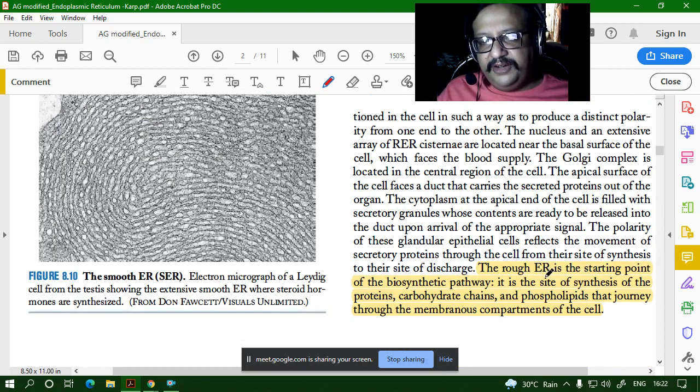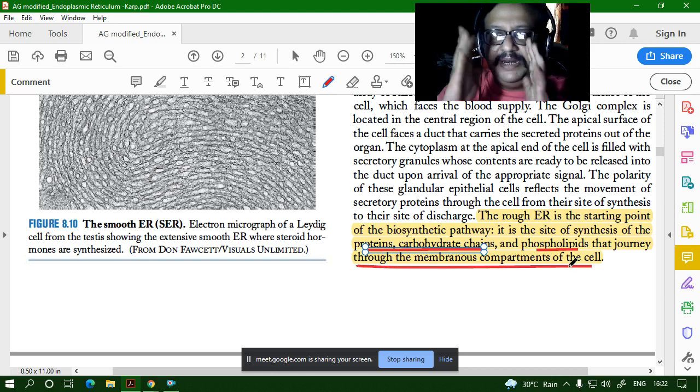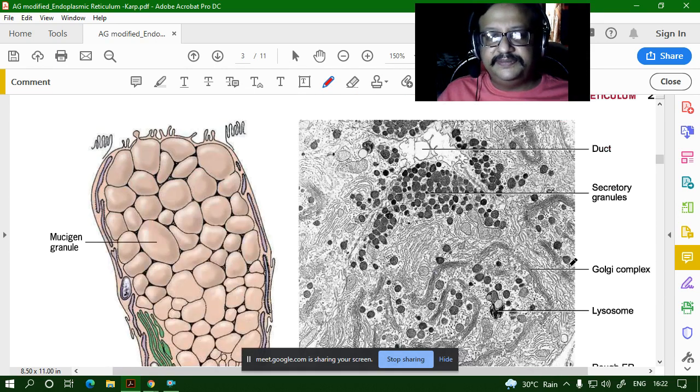So the rough endoplasmic reticulum is the starting point of the biosynthetic pathway. It is the site of synthesis of proteins, carbohydrate chains, and phospholipids that journey through the membranous compartments of the cell. So these are membranous compartments, and it is the starting point of the synthesis.